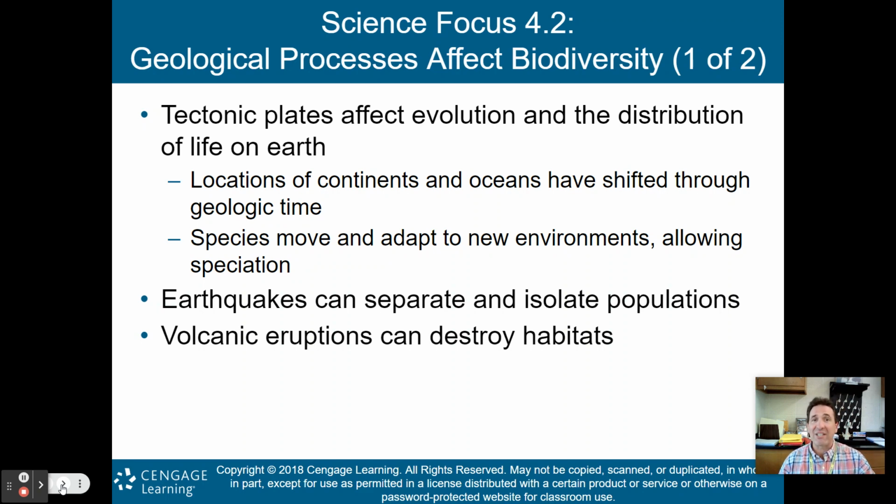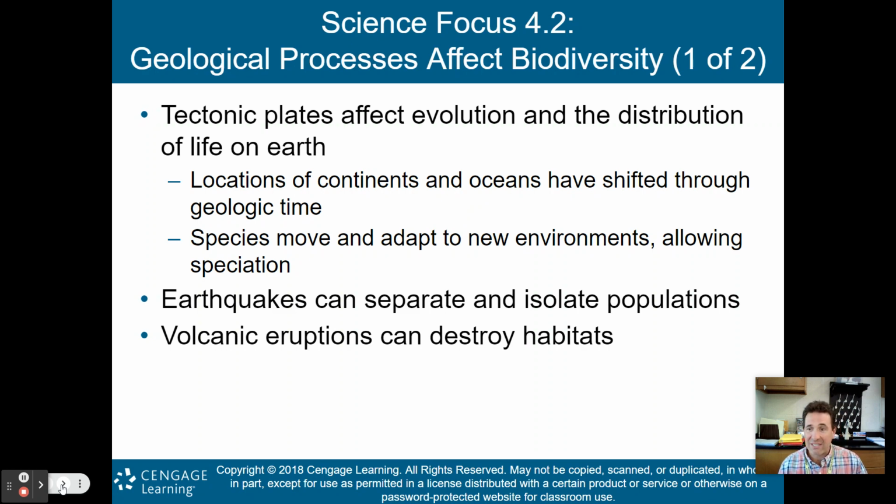Sometimes geological processes affect biodiversity. Tectonic plates affect evolution and the distribution of life on Earth because, as you know, the locations of continents and oceans have shifted through geologic time. So even if you didn't migrate, if Africa and South America were together, and you were on the Africa side and your buddy was on the South America side, and plate tectonics started pulling them apart, you'll be geographically isolated, even though maybe you didn't want to be. That then causes reproductive isolation, which then causes new species to form. So species move and adapt to new environments, allowing that speciation.